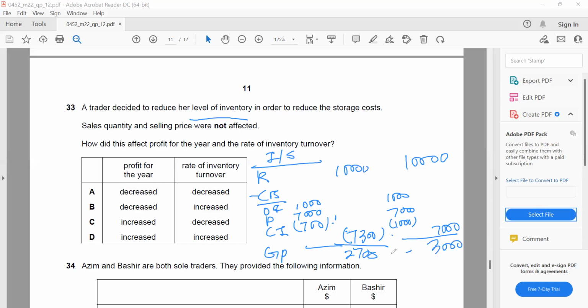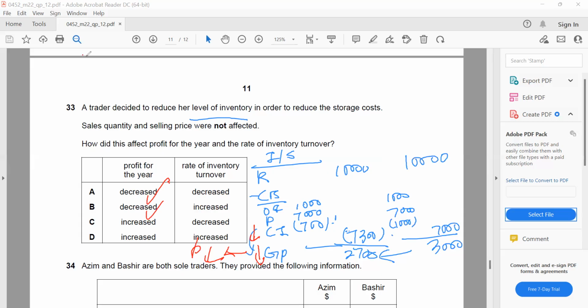So you notice that when closing inventory reduces, gross profit will reduce. So when closing inventory reduces, gross profit reduces, and profit for the year will reduce. So decrease, decrease.